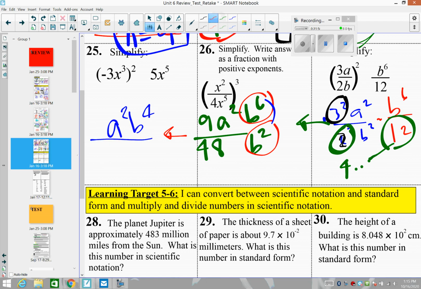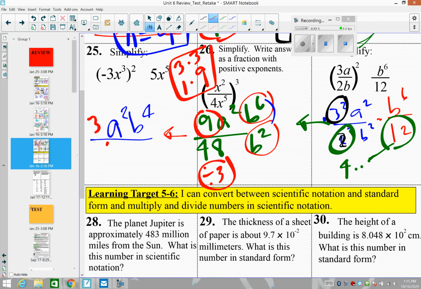And if I were to simplify this 9, I think of the factors of 9. Well, 1 times 9 and 3 times 3. Do any of these go into 48? Yes, they do. We can divide by 3 on both of these terms. So divide 9 by 3 and divide 48 by 3 is 16. So the final answer to this problem when simplified is 3 a squared b to the 4th.